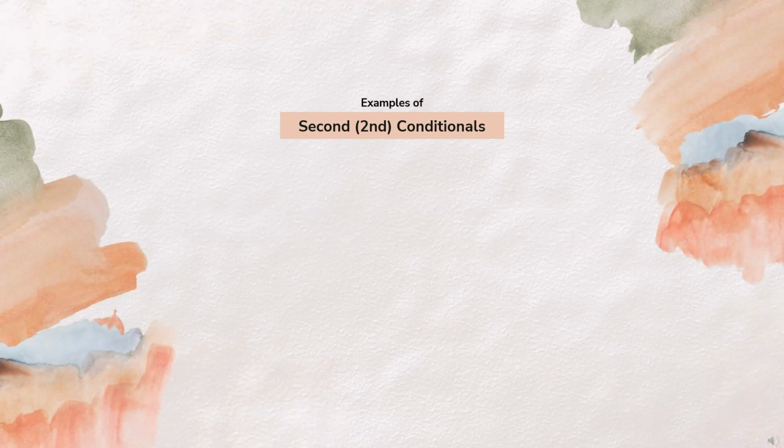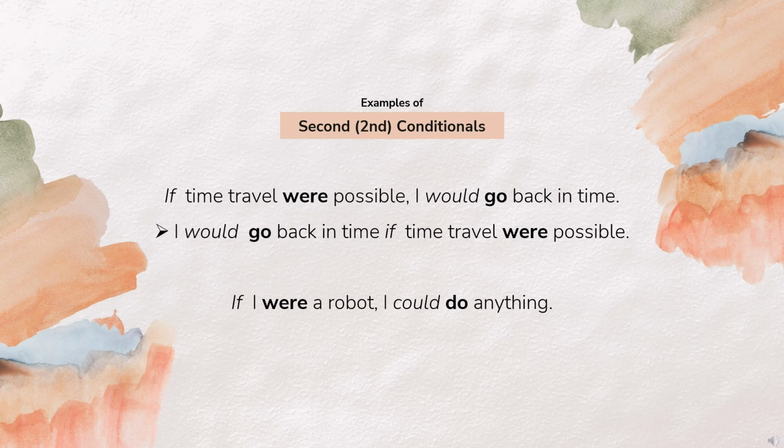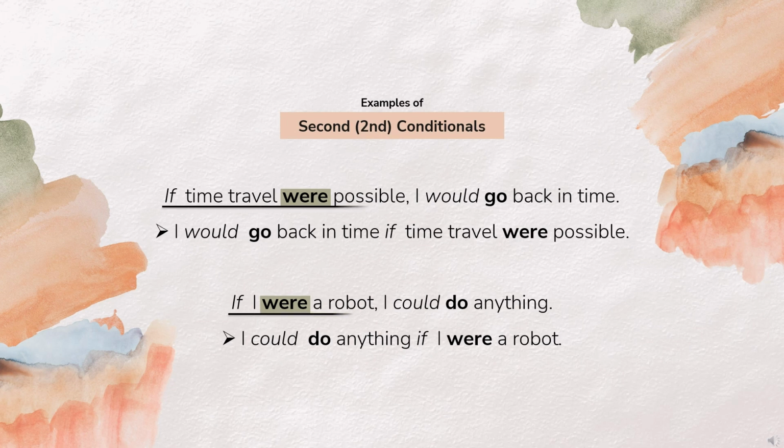Let's look at some examples of second conditionals. If time travel were possible, I would go back in time. I would go back in time if time travel were possible. If I were a robot, I could do anything. I could do anything if I were a robot. Notice that the word were is used instead of was, even though the subject is singular. In second conditionals, the past form of the verb to be in the if clause is always were, no matter what subject, pronoun, or noun is used.